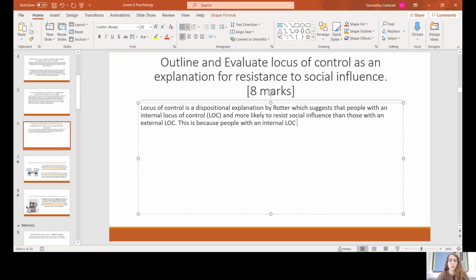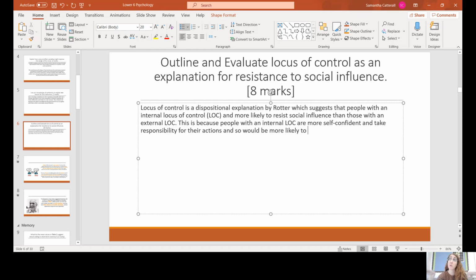So this is because people with an internal locus of control are more self-confident, take responsibility, and so would be more likely to... what I'm trying to get across is that if I've got an internal locus of control and I think that I'm in control of my behaviour and that there's a consequence to my actions that are my fault, then I'm going to be more likely to question if an authority figure is telling me to obey them, or if the group is conforming about something that I don't agree with, because I'm going to think that I'm responsible for that.